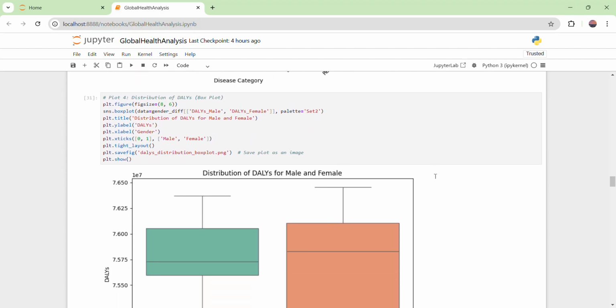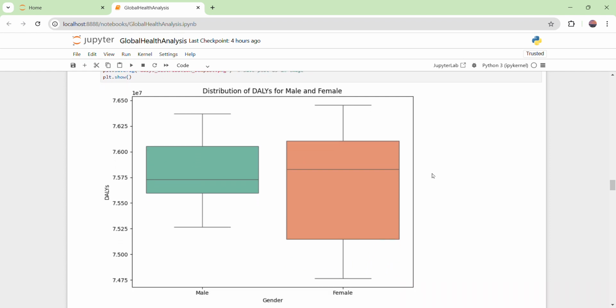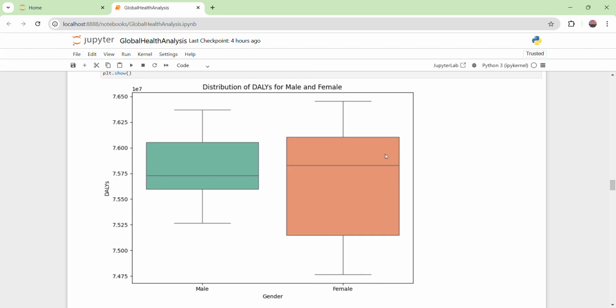Similarly, this is a box plot, and it represents a very specific aspect of the distribution of the DALY values, whereby we can see that there exists a wide range of DALY values for females, but for males the DALY values are in a much narrower range and band.